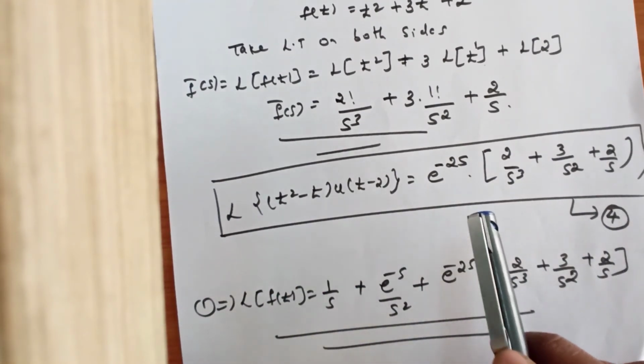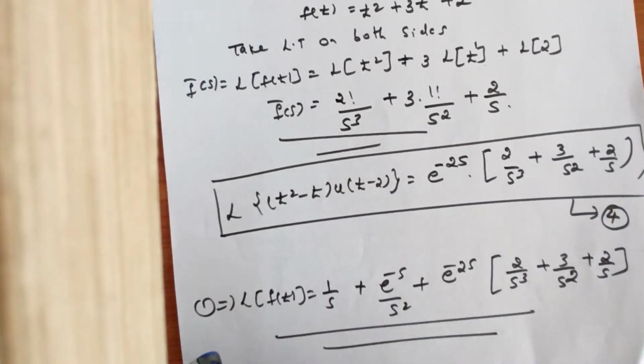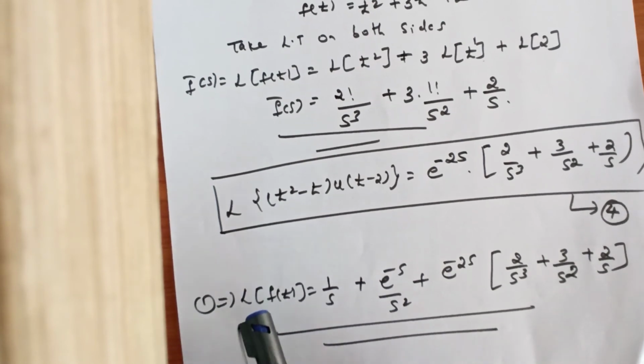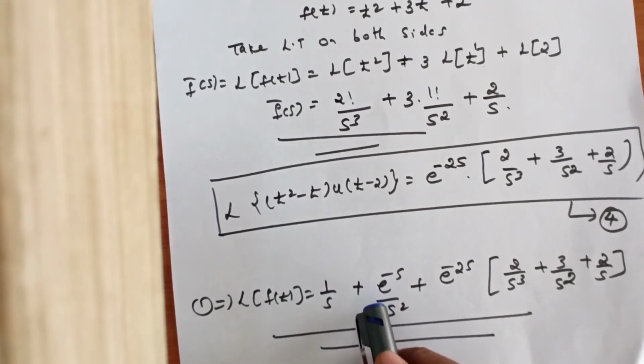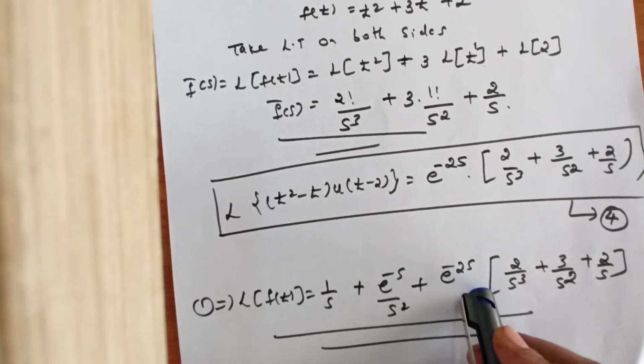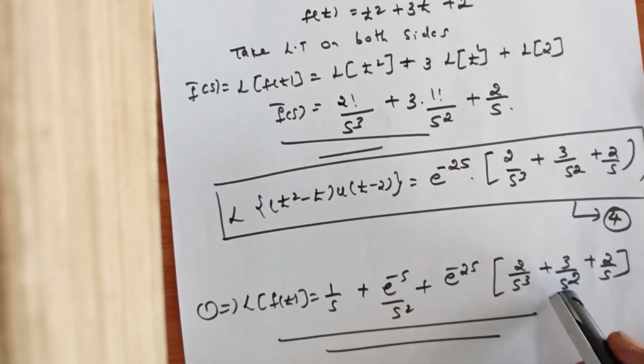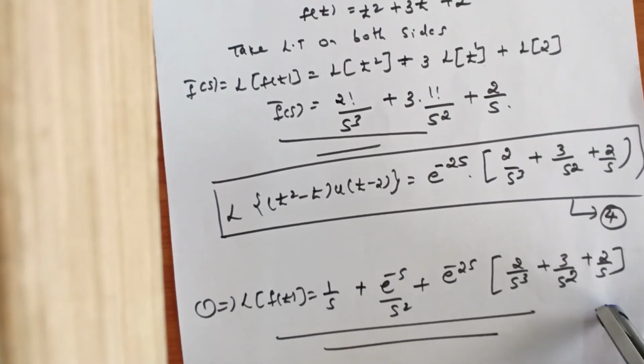and substitute equation 2 and 3 and 4 in the equation number 1. So the final answer of the given function by using unit step function is given by L of f of t is equals to 1 by s plus e power of minus s by s square plus e power of minus 2s into (2 by s cube plus 3 by s square plus 2 by s), is the final answer.